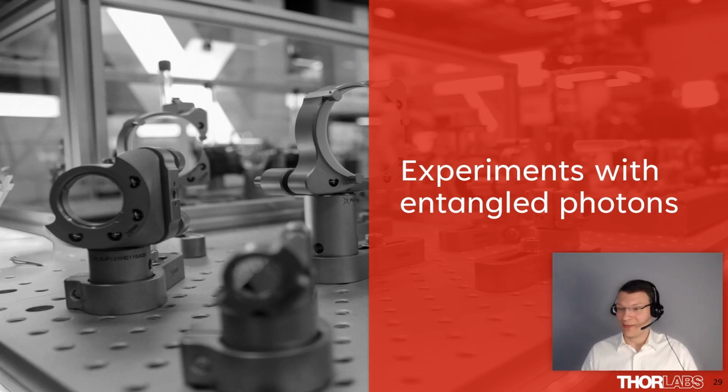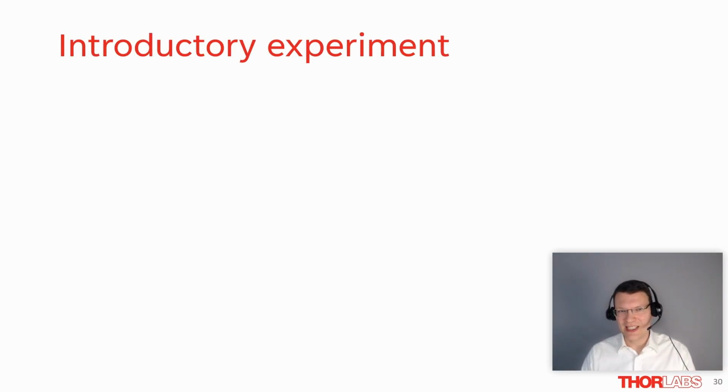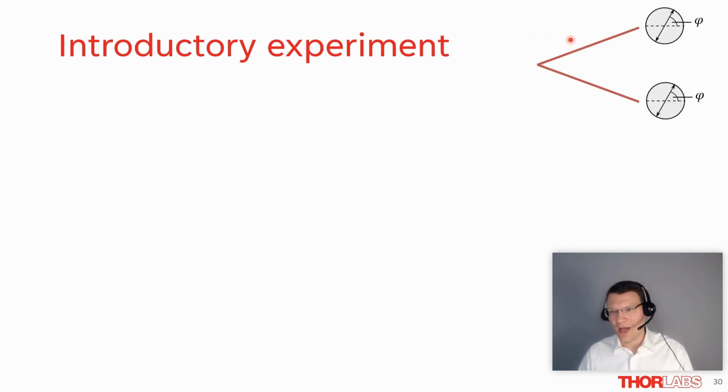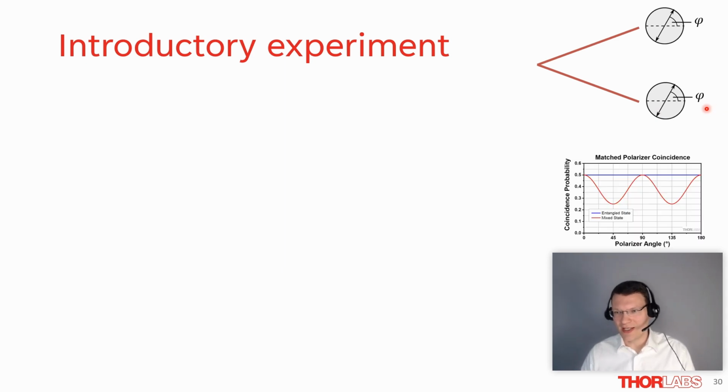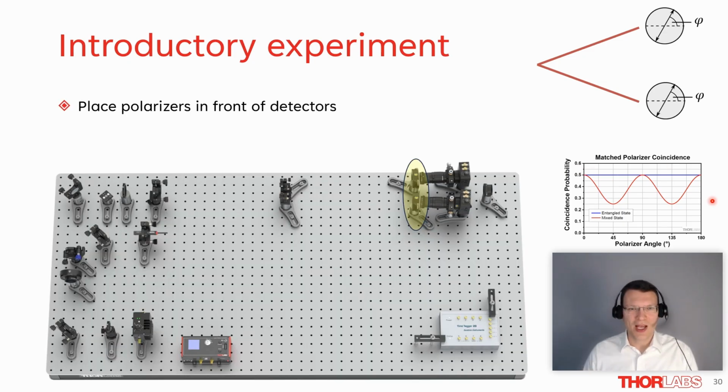Okay, so let's look at experiments that you can do now. And the first thing is the introductory experiment that we've seen before. So we have our entangled pairs, we have two matching polarizers, and this is the plot you've seen before. So the coincidence probability of the photons passing through the polarizer is constant for entangled photons, and it wouldn't be for a mixed state. And so what do you do? Well, you do exactly that.